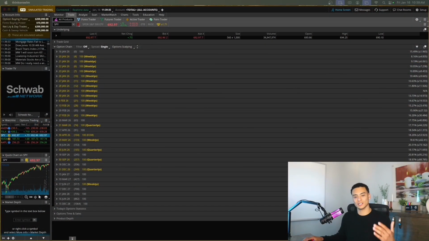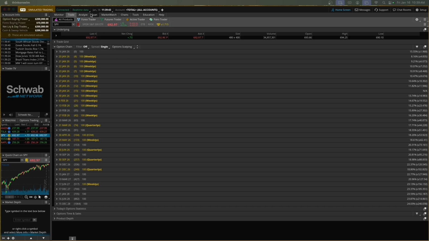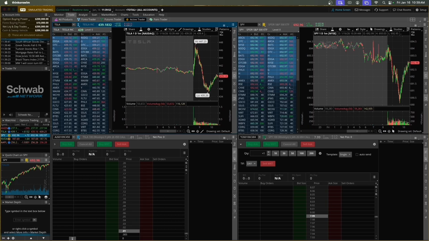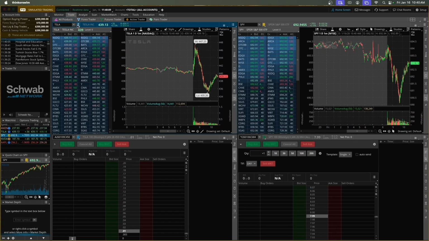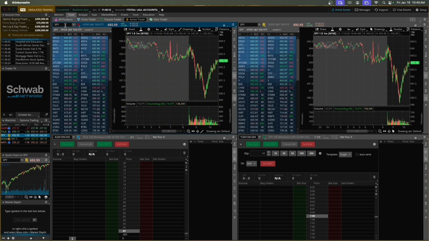If you do decide that this is the strategy you want to take, this is the setup on my computer that I have for scalping. First, it's mostly going to be in the trade tab. So you're going to come over to active trader, and this is the way that I would recommend having it set up. The reason I say this is because you can actively buy and sell positions extremely fast. So let me go ahead and put up an option on the screen.